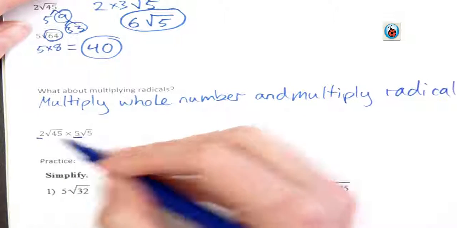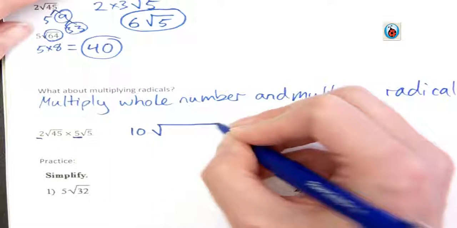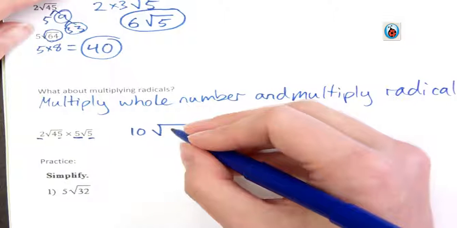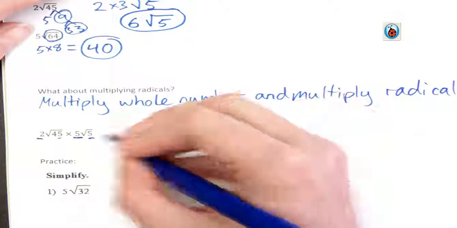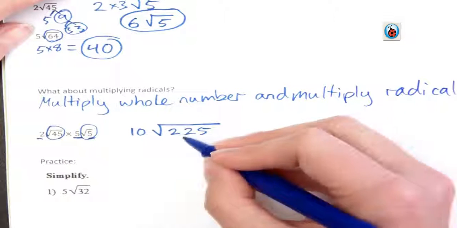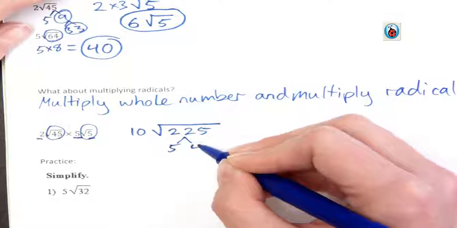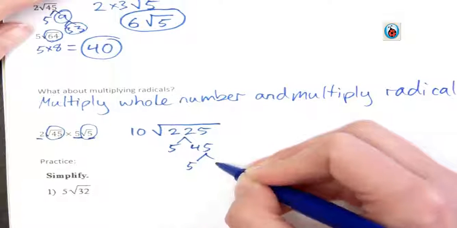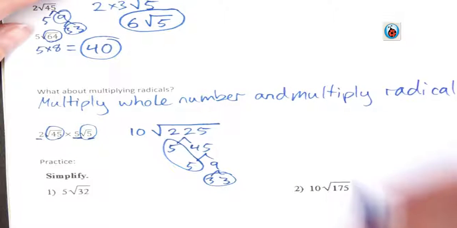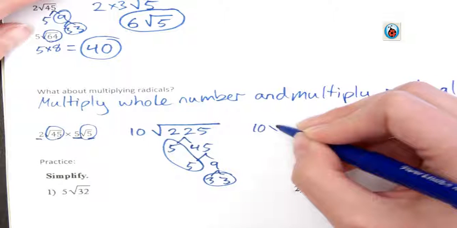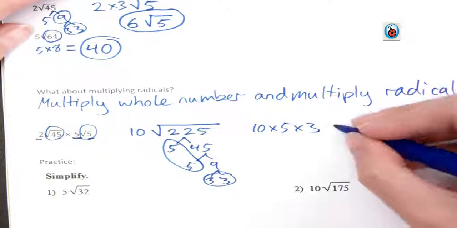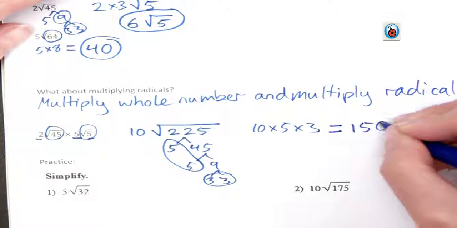So I'm going to multiply my whole numbers. 2 times 5 is 10. Multiply my radicals, which is 45 times 5 becomes 225. That's this part right here, 225. And then I have to simplify it back out. So I'm going to go back to 5 and 45, 5 and 9, which is 3 and 3. So now I have all those doubles. This simplifies out to a whole number. So I multiply my 3 whole numbers now, and it gives me 150.